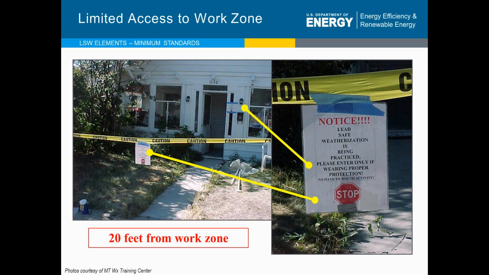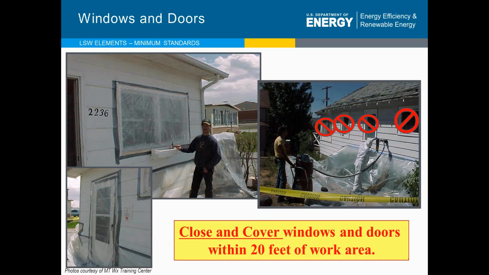Obviously, in some cases, you're not going to get a 20-foot setback. You may be out in the street or pedestrian traffic, and you need to be sensitive to that. But if you cannot achieve that, do the best that you can, and certainly do a better job of barriers and signage, so that people are not just stepping into the work area.